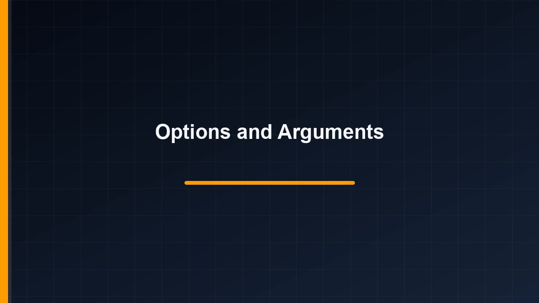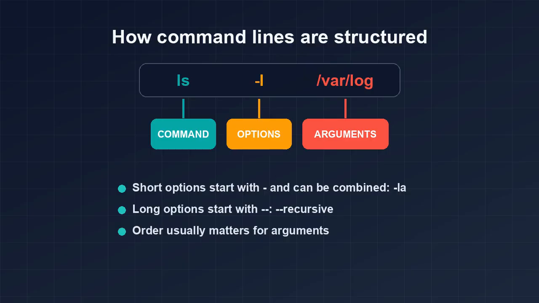Options and arguments. This brings us to an important point about how most commands are structured. Commands are often followed by options that adjust how they behave, and arguments that specify what the commands will act upon. So, most commands follow this general structure. Many commands use single character options like -l, which are typically preceded by a single dash. Some commands, especially those from the GNU project, also support long options, which are full words preceded by 2 dashes.